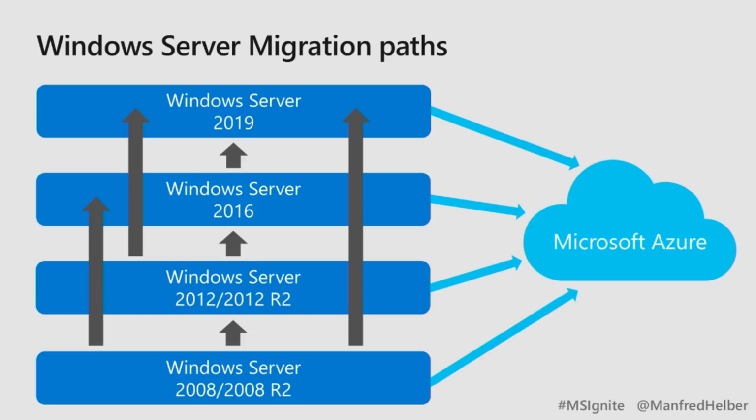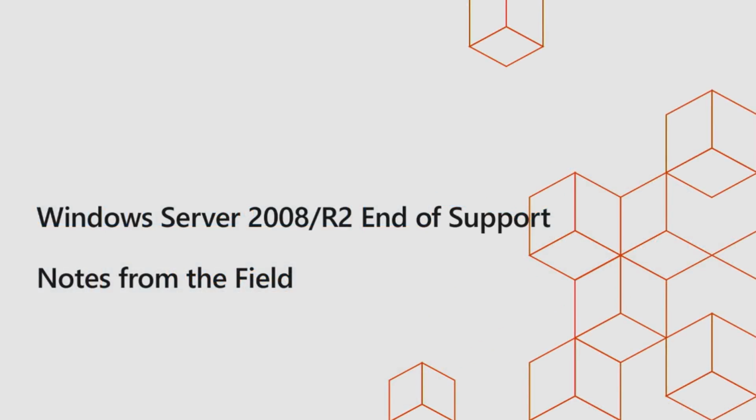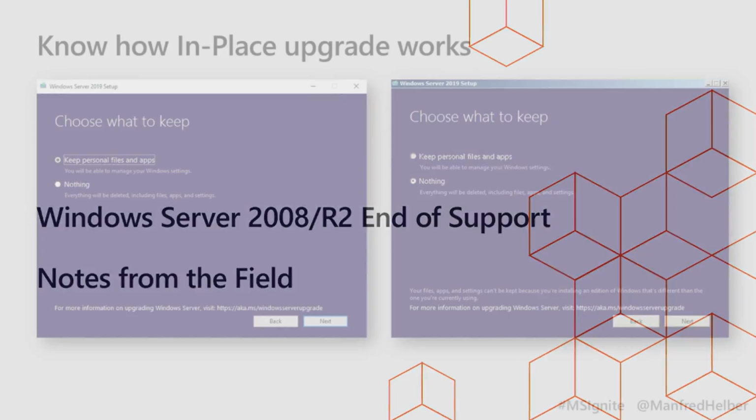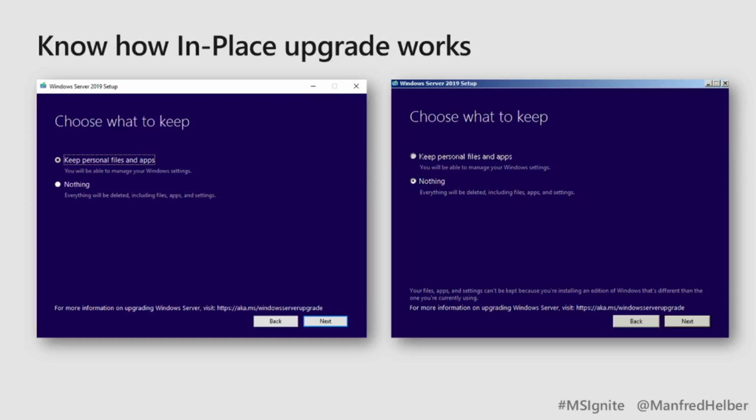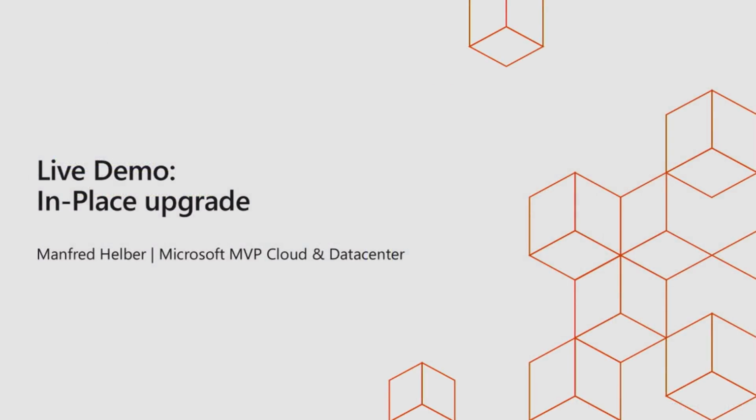So what can we tell from experiences from the field where we did upgrades, where we did migrations, where we migrated from previous versions to actual versions? And one important thing is to understand how in-place upgrade works. And I think the easiest way to understand how in-place upgrade works is to see a short live demo about this. So we'll switch to another machine.